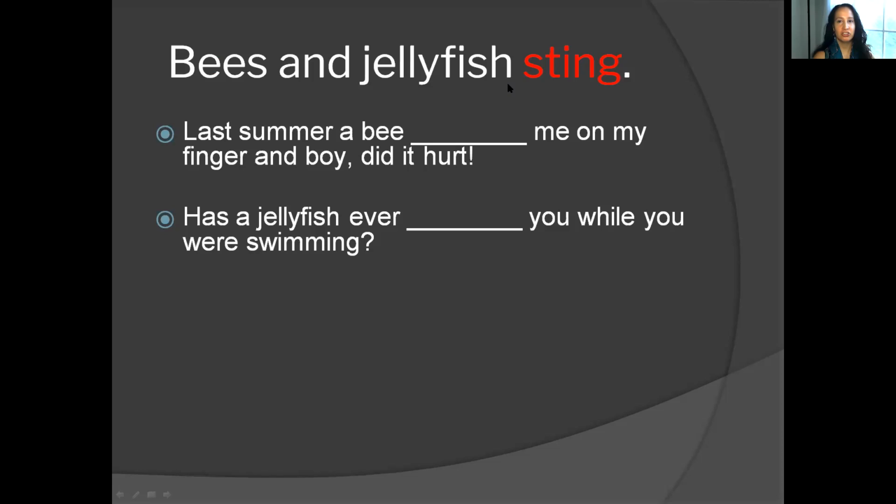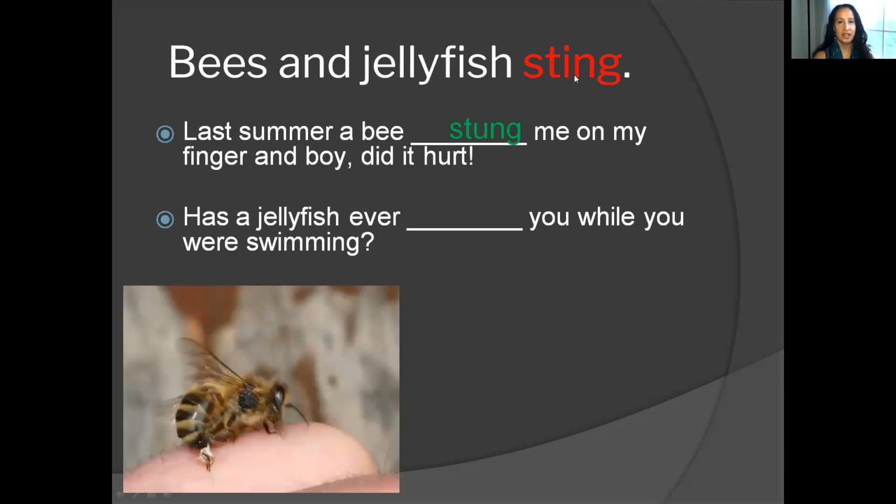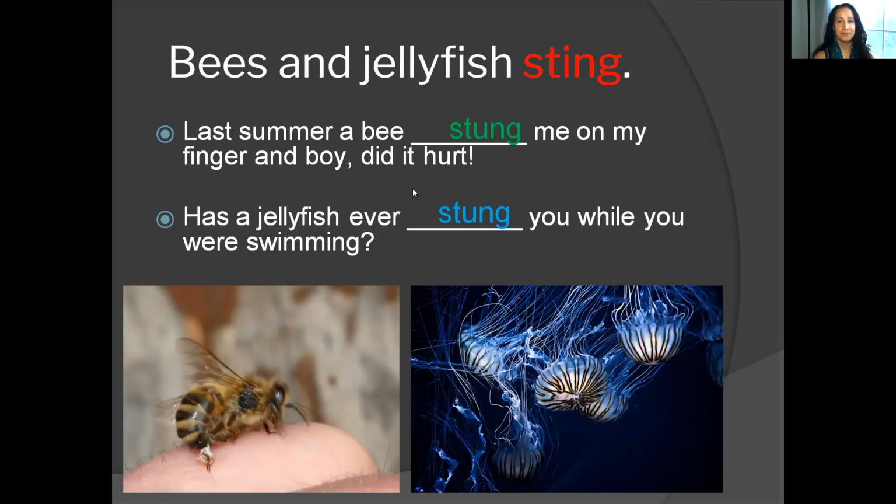Bees and jellyfish sting. Last summer, a bee blanked me on my finger and boy, did it hurt. Stung me. Okay, sting, stung. Has a jellyfish ever blanked you while you were swimming? Has a jellyfish ever stung you while you were swimming?